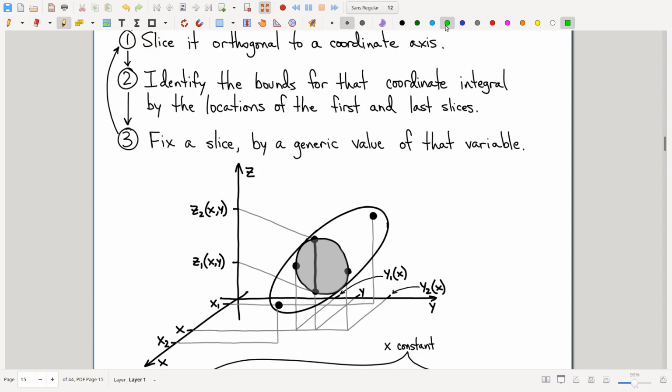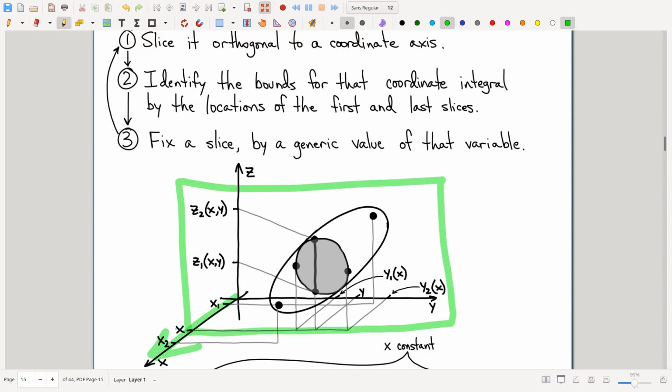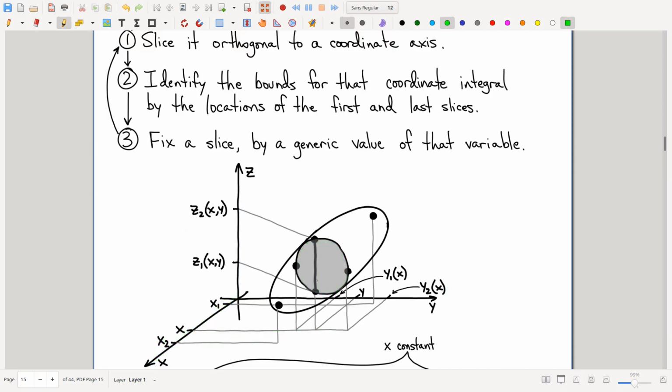And here we go. So I'm going to arbitrarily do my x slicing first. A slice perpendicular to the x-axis would be kind of like that. For example, an x slice would look something like this. Cool? Okay. So, with that in mind, my x bounds, x1 and x2, come from the very first and the very last of those slices. That gives you the bounds.